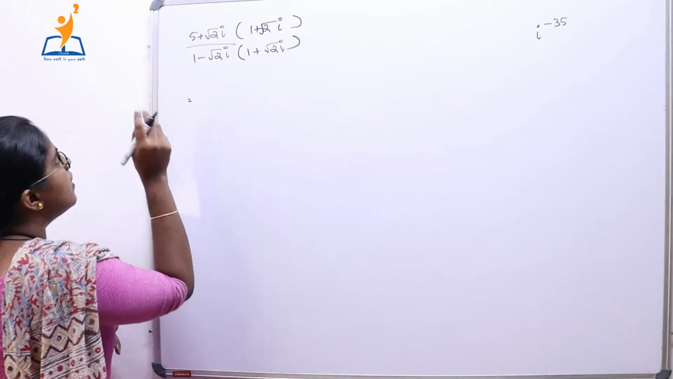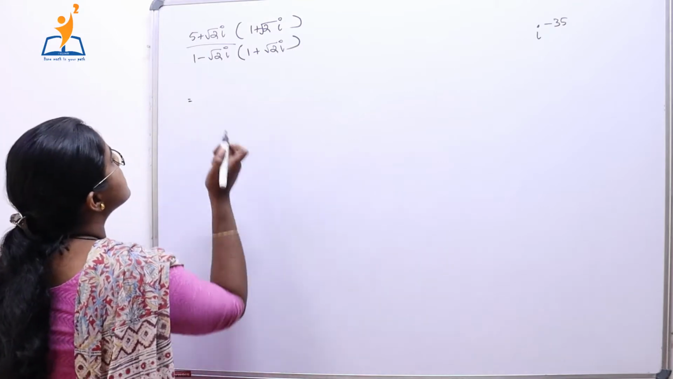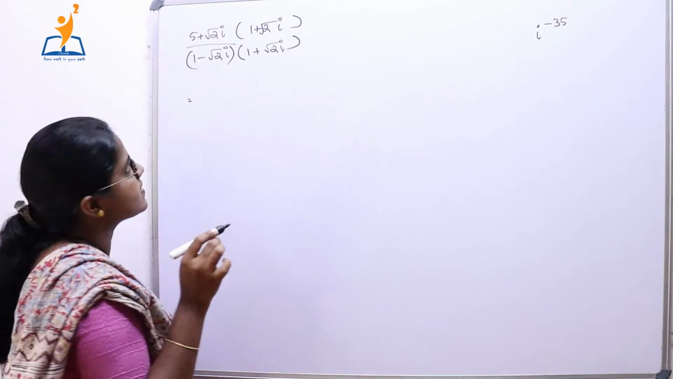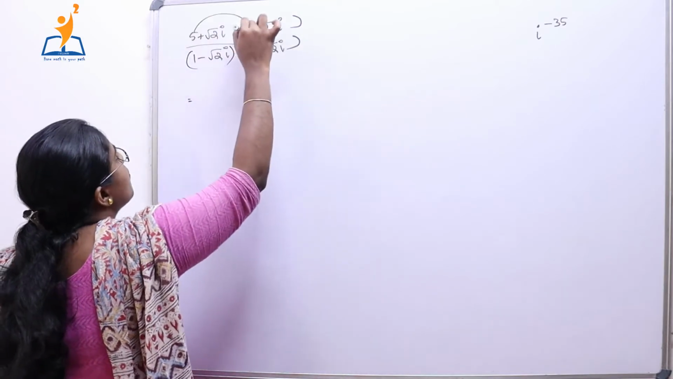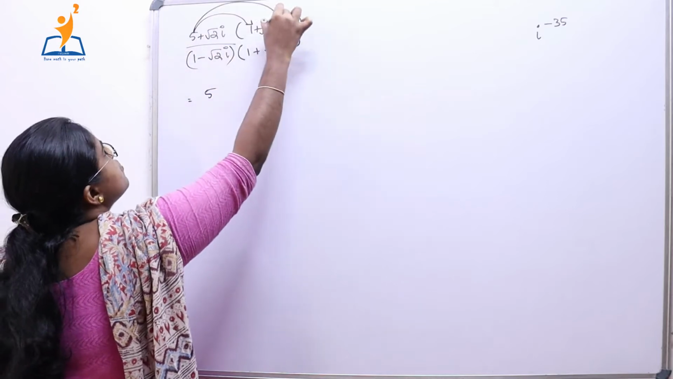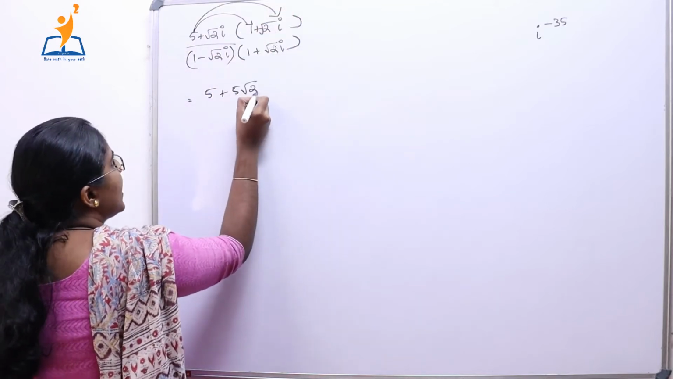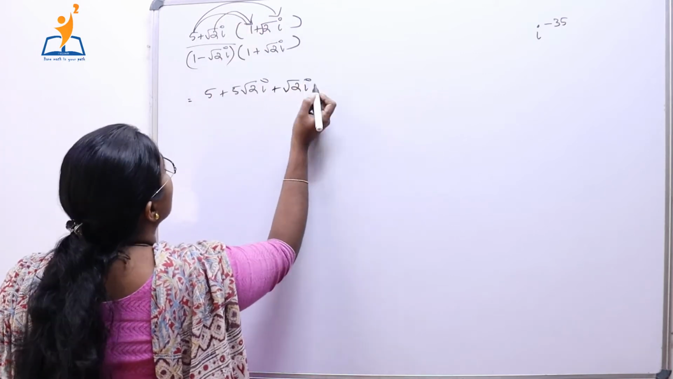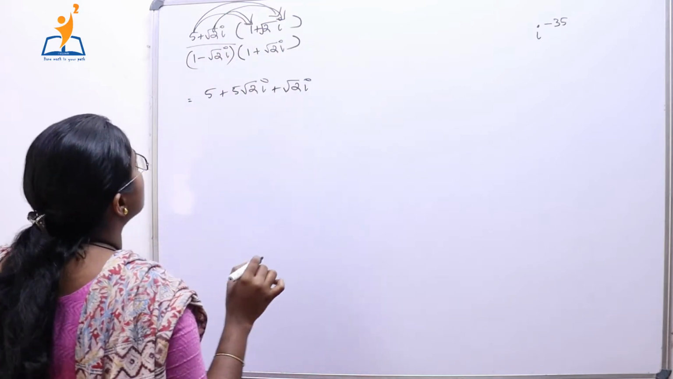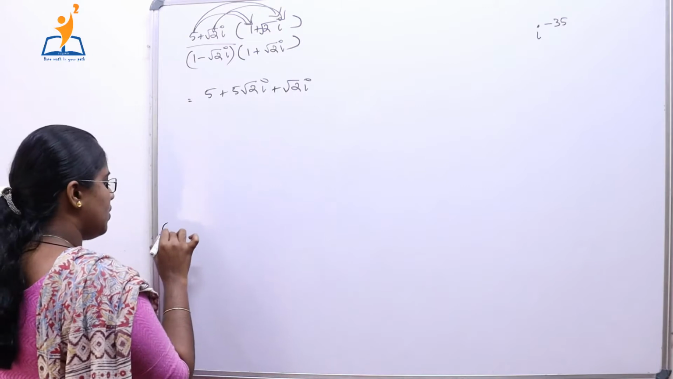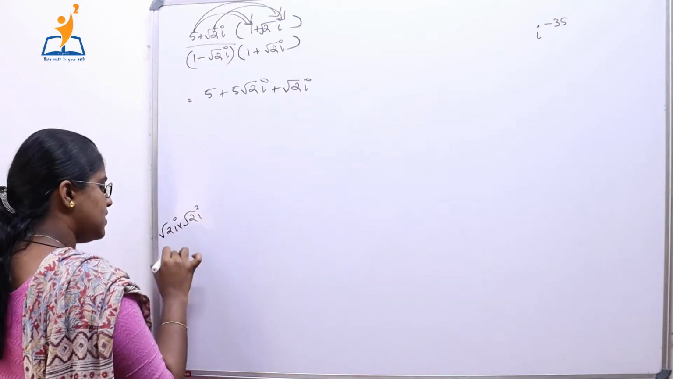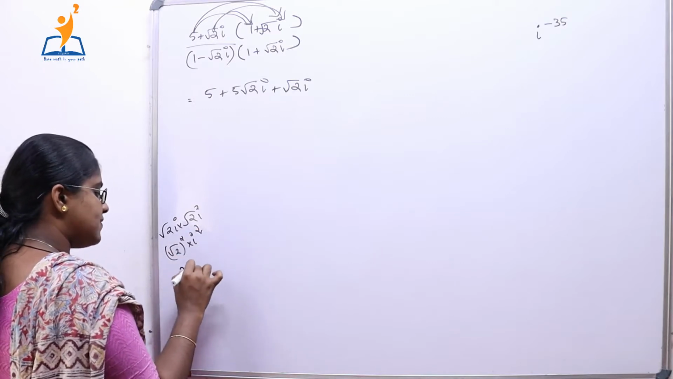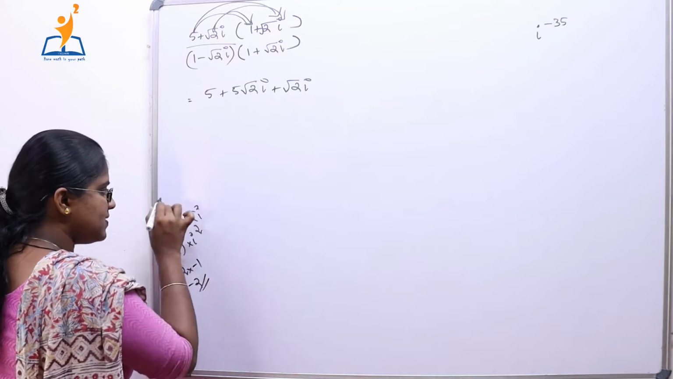Now 5 plus root 2i into 1 plus root 2i is the numerator. So first of all, we want to multiply those complex numbers. How will we multiply that? 5 into 1, it is 5. 5 into root 2i, it is plus 5 root 2i. Now root 2i into 1, it is plus root 2i. Again root 2i into root 2i. Just simplify that. Root 2i into root 2i, which means root 2 square into i square. Root 2 square is 2 into i square is minus 1, so it will become minus 2.